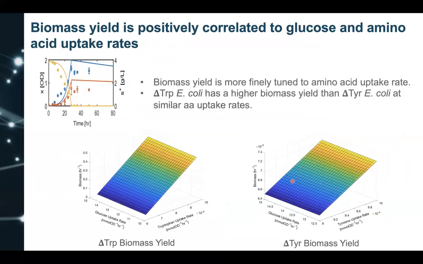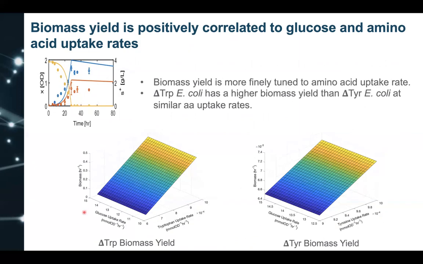We see first that biomass yield is positively correlated to the glucose and amino acid uptake rates, which does make sense. Our organisms do require both to grow, so if we have more available, we should have larger biomass yield. Secondly, biomass yield is more finely tuned to amino acid uptake rate. So the smaller the amino acid uptake rate values here, even though the change between the values is very small, we actually do have a larger change in biomass than with glucose itself.